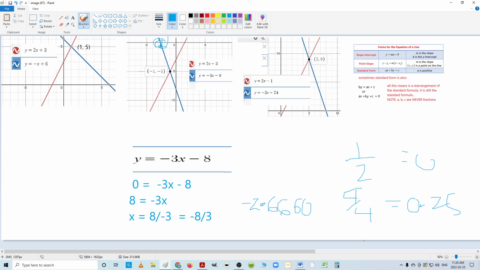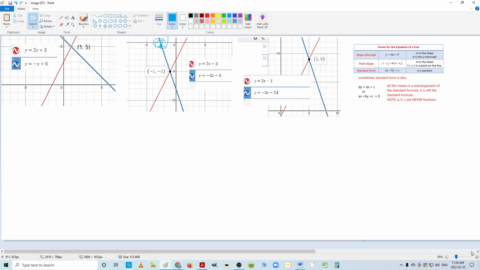When I have 5 up here, 4 can go into 5 once and leaves 1 left over, so that would be 1.25. So learn how to convert your fractions to whole numbers and your whole numbers to fractions. Let's move on to this.